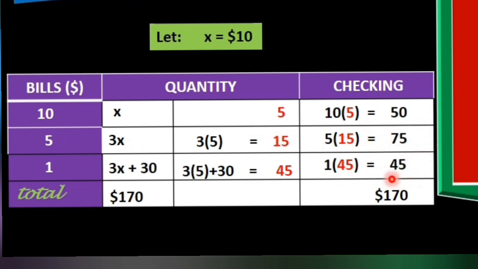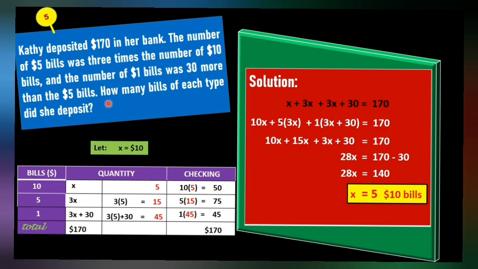And the total of this is equal to $170. To the question, how many bills of each type did she deposit? So there are 5 $10 bills, 15 $5 bills, and 45 $1 bills.